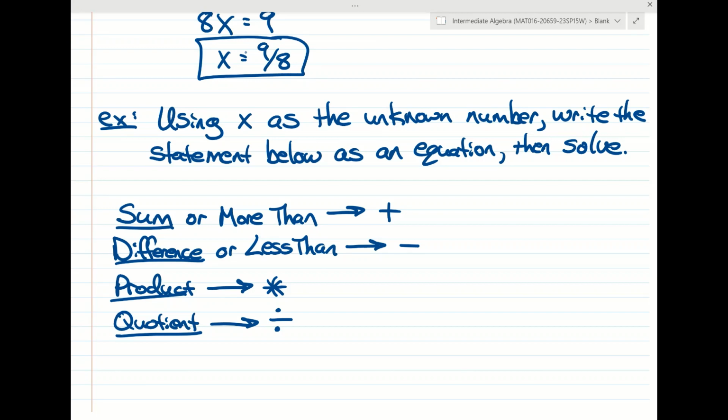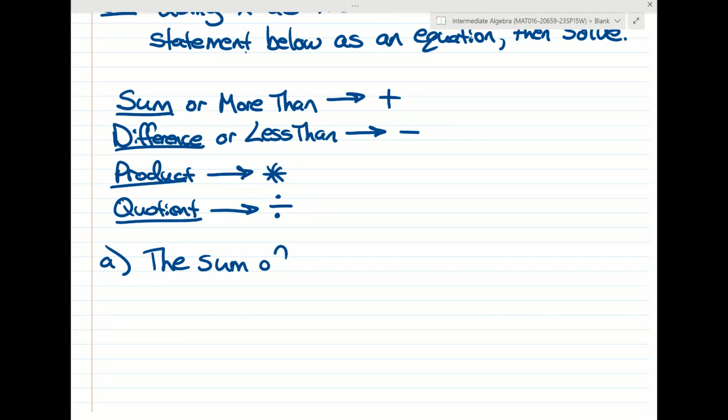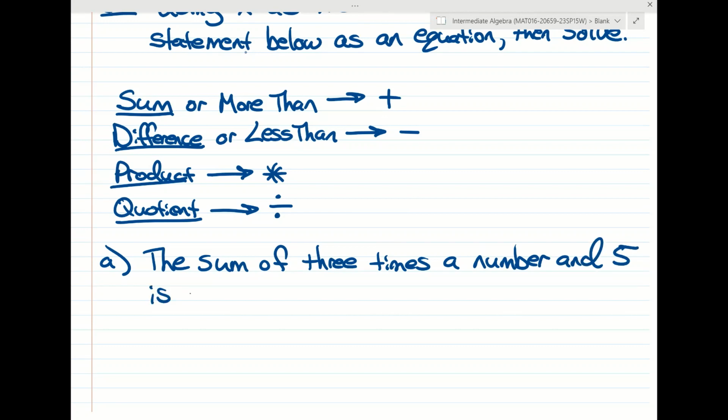So I had a couple of these. What we'll do is we'll set up expressions with this, and then we'll get to some word problems. So let's convert the sum of 3 times a number and 5 is equal to the sum of a number and 7.